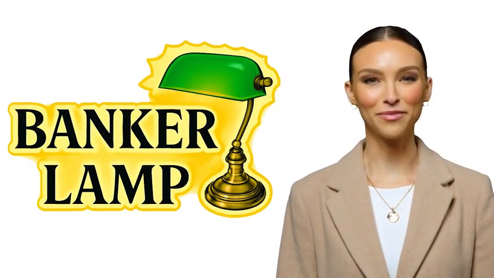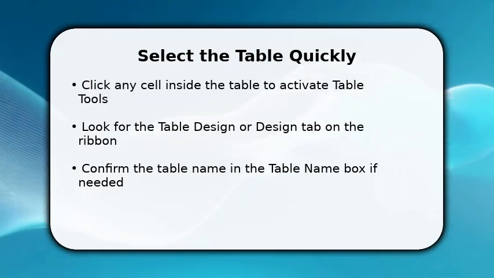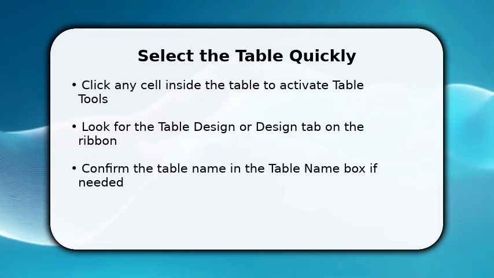Please enjoy the video. You start by selecting the table itself so you don't delete the wrong range. Click any cell in the table. Once done, Excel shows Table Tools on the ribbon. Make sure you're on the Table Design or Design tab and note the table name box if you've named it. This helps when multiple tables exist.